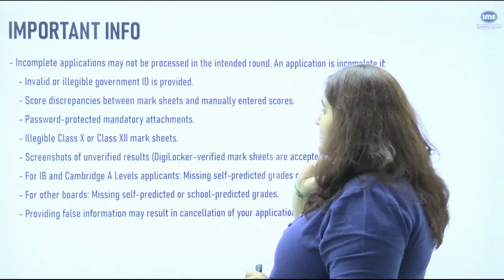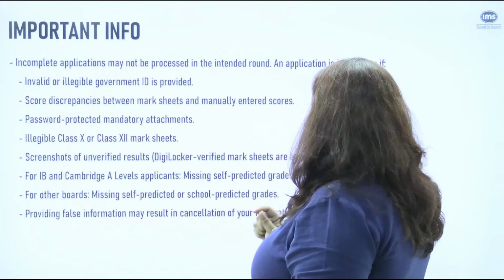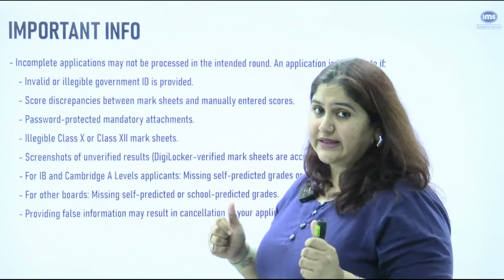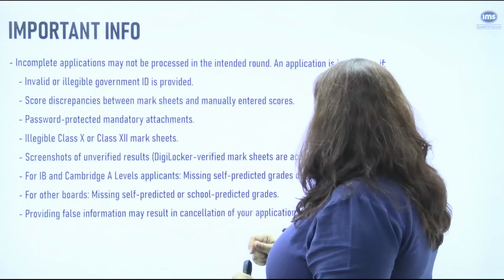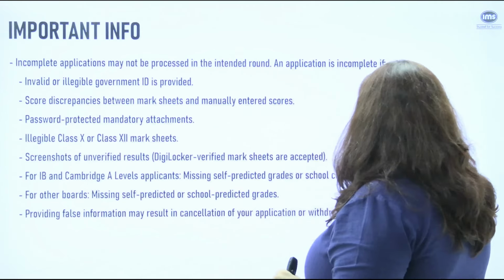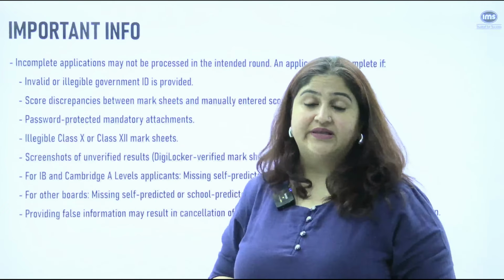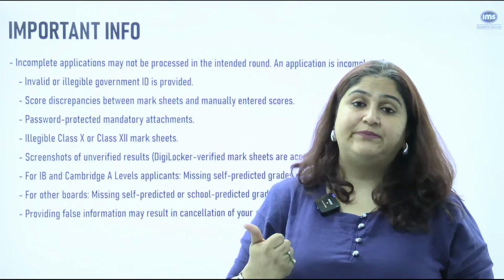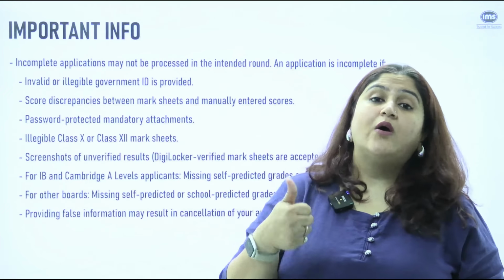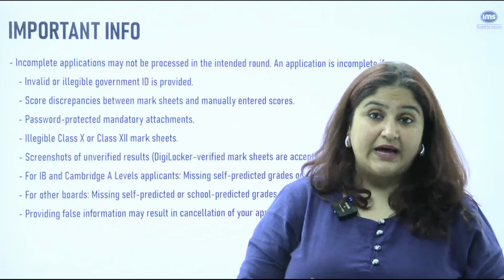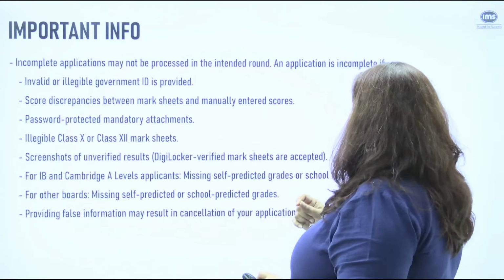Illegible class 10th and 12th mark sheets, screenshots of unverified results. DigiLocker verified mark sheets are accepted. For IB and Cambridge A-level applicants, missing self-predicted grades or school counselor details. Now, this is specifically for IB and A-levels, because IB and A-levels will definitely get the predictive scores from their schools and colleges. Also, the counselor details are mandatory there. For other boards, missing self-predicted or school-predicted grades.